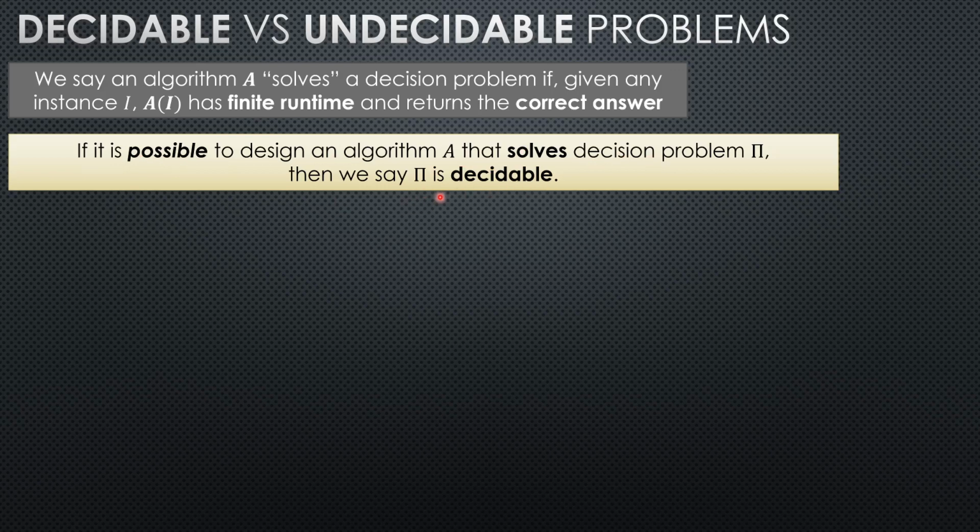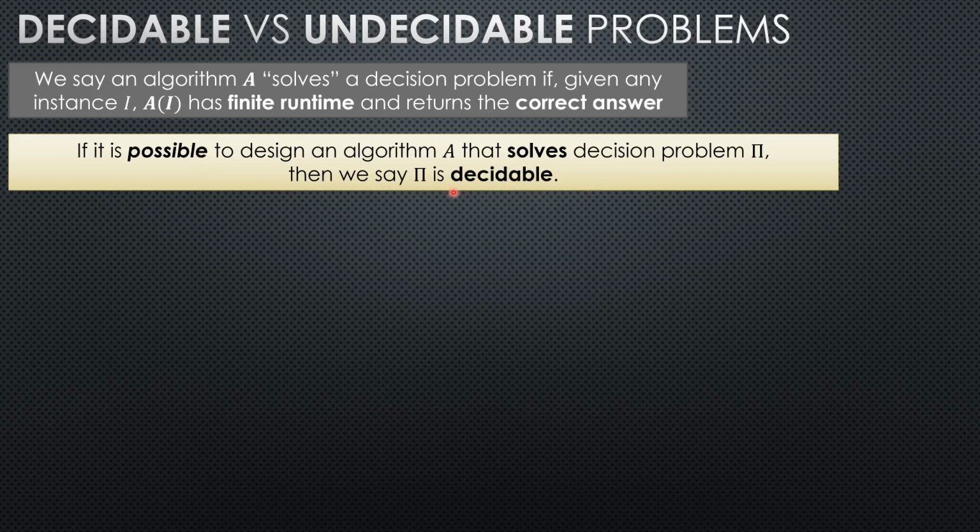Okay? So if we ask you to show that a problem is decidable, you must show here is an algorithm that solves the problem. That will be a proof that it's possible to design such an algorithm. It will be an explicit proof by construction. You will show me an algorithm, and by showing me an algorithm that solves the problem, you will prove that it's possible to design such an algorithm. Then we'll say that pi is decidable. Okay?